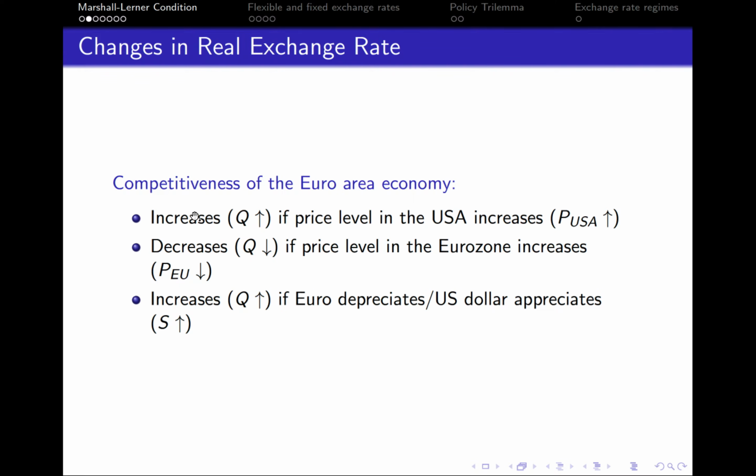And look, out of this we get three main results. First, competitiveness of the euro area economy increases if price level in the USA increases. Competitiveness of euro area decreases if price level in the eurozone increases, and competitiveness of euro area increases if euro depreciates or US dollar appreciates. Okay, this is like a little revision of what we already said before.